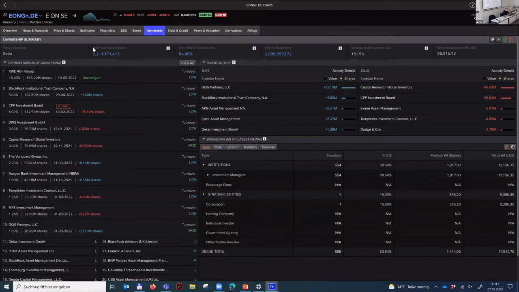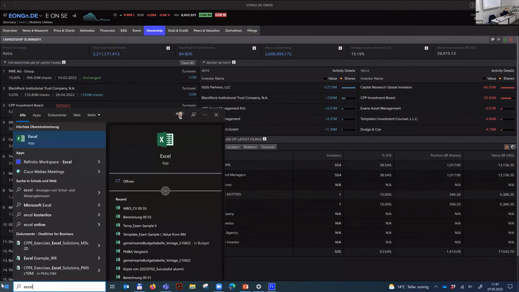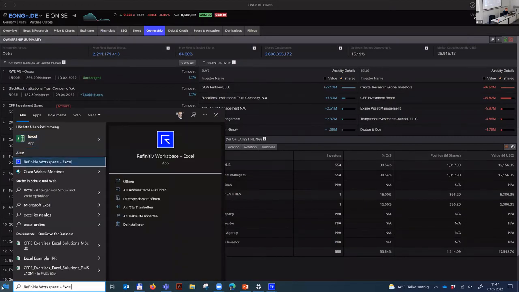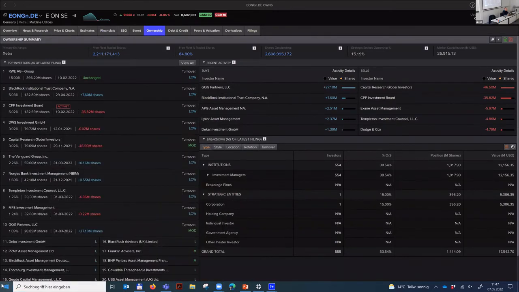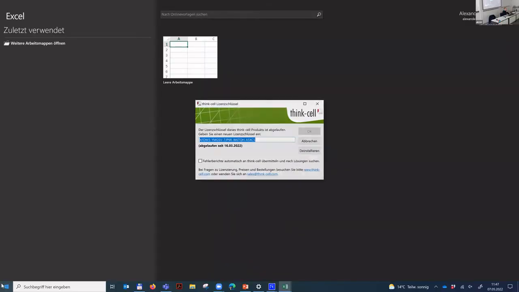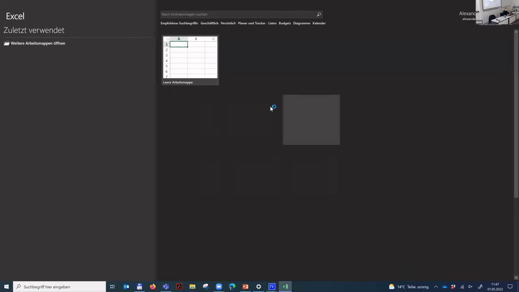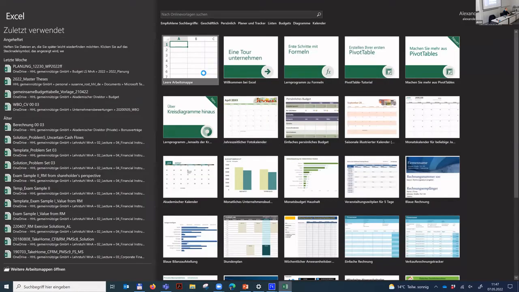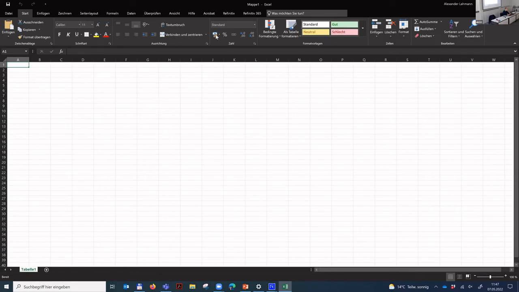Okay, I will open up Excel. If you dial in on your Windows PC directly, Excel, Refinitiv Excel should pop up quite quickly. Then it directly installs and opens up the Refinitiv items, which you find located here above.